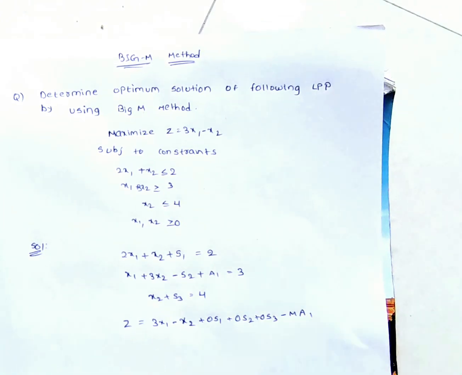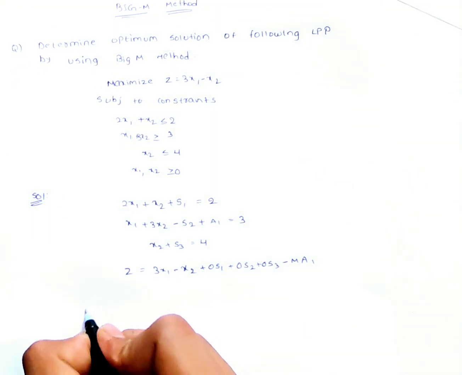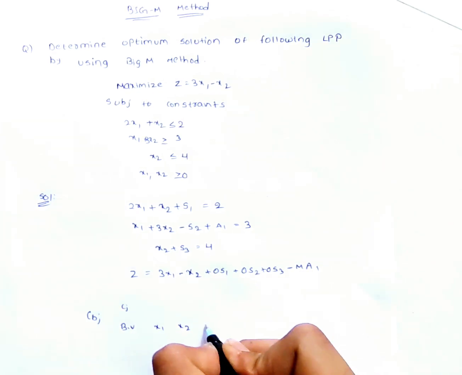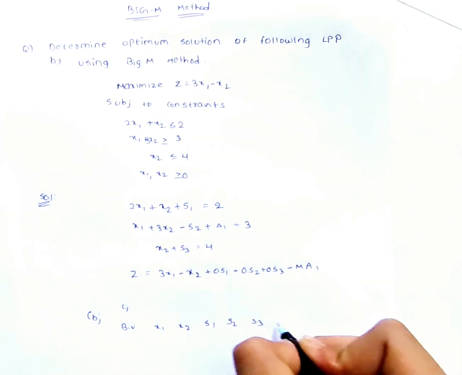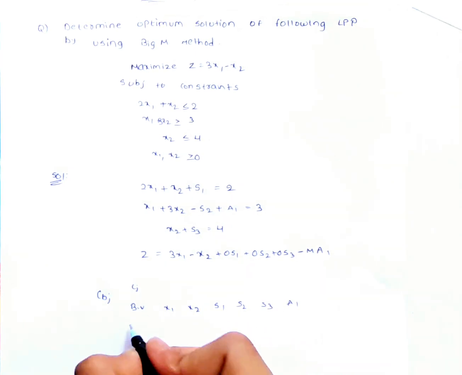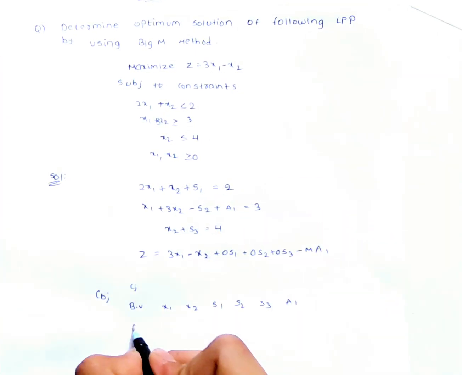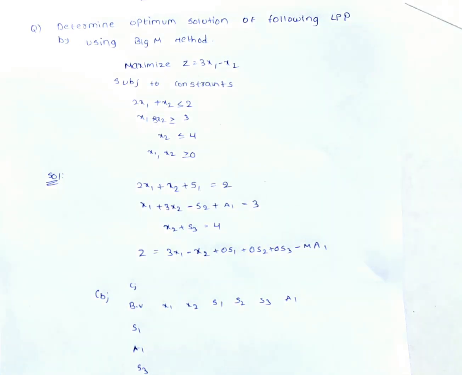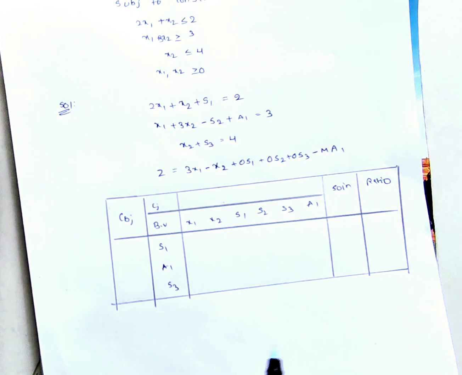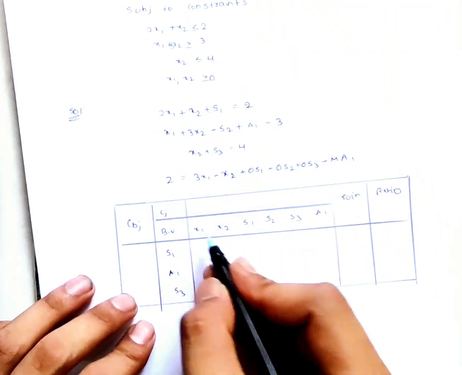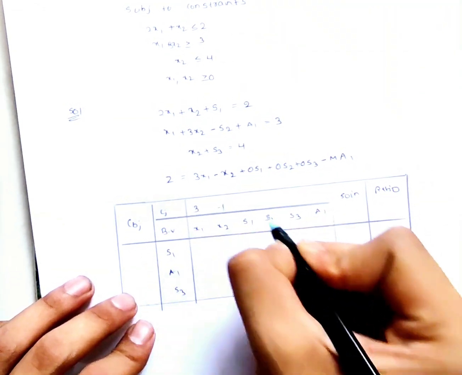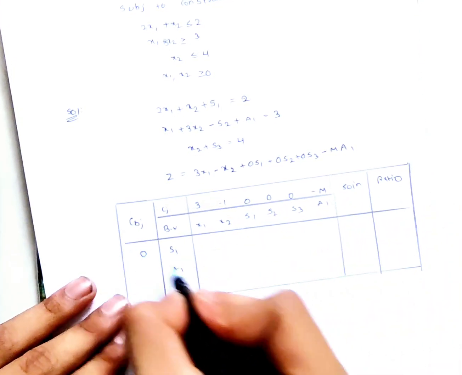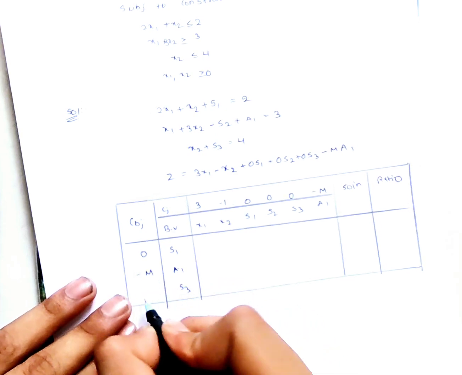Okay, let's go to the table. You know how to draw the table: x1, x2, s1, s2, s3, a1. The basic variables here are s1, a1 and s3; we are taking three basic variables. After drawing the table, you have to write the coefficients of the variables. The coefficients are 3, minus 1, 0, 0, 0, and minus M. For the basic variables, s1 is 0, a1 is minus M, and s3 is 0.